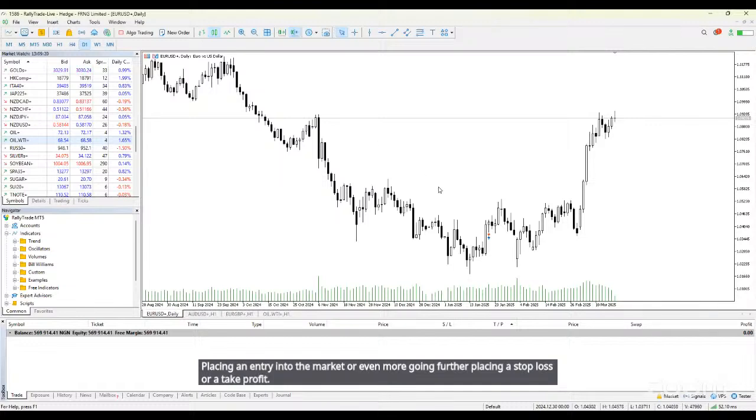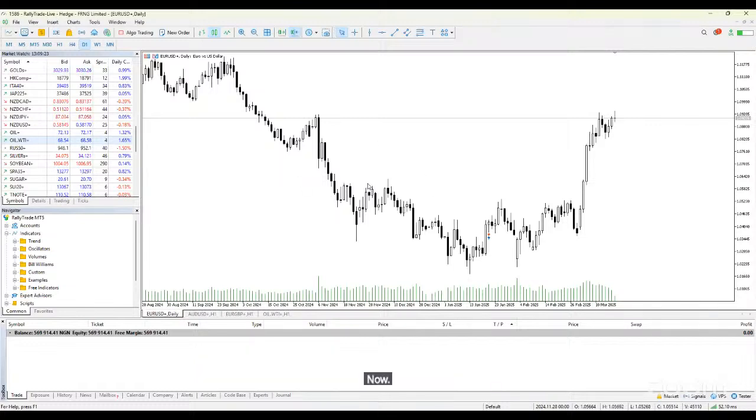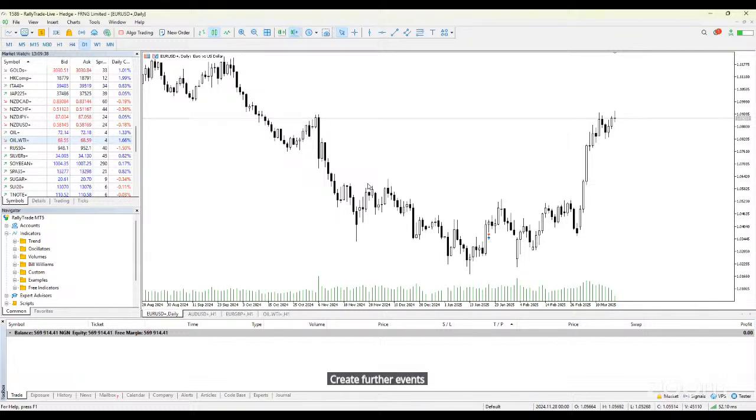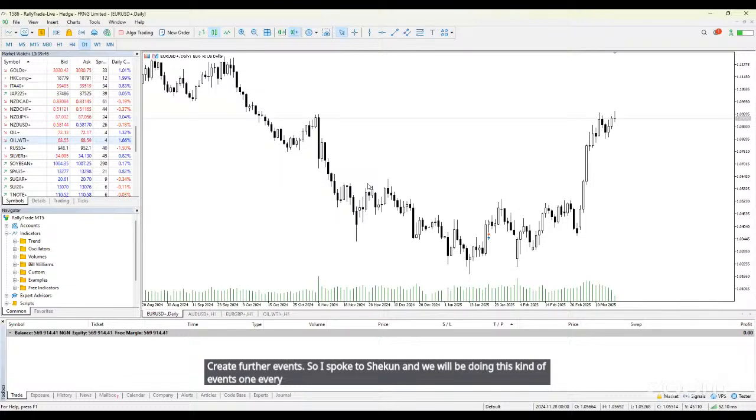Now, there are just these two, but these are the static ones. You will see further down the line that we will also have dynamic support and resistance, which we will not go into in this session, but we will create further events. I spoke to Segun, and we will be doing this kind of event once every couple of weeks, so you can hear from me different strategies, types of entries, and types of analysis.